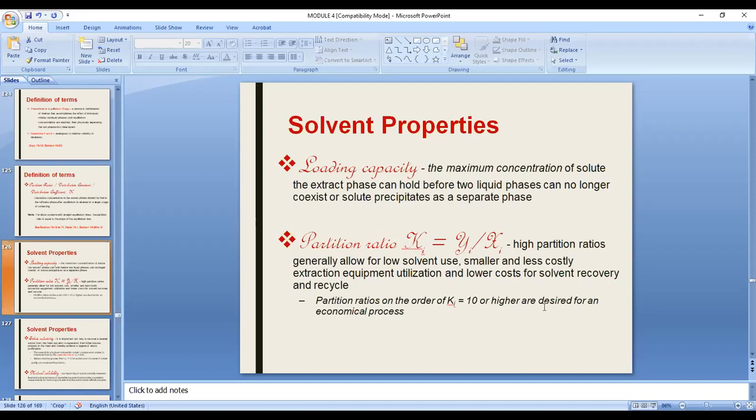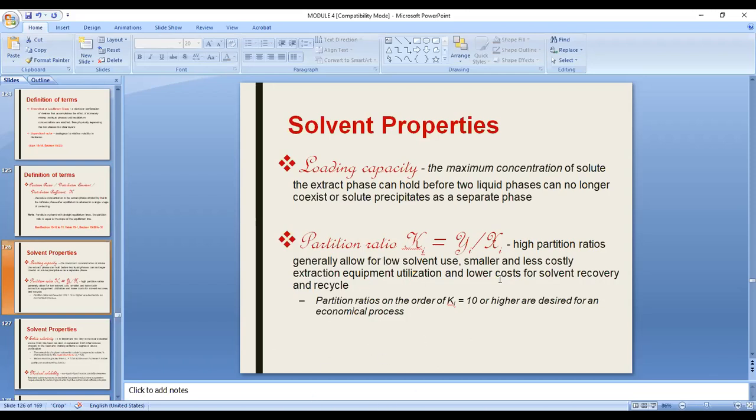That way, we will have less solvent to use to effect the same amount of separation. So less solvent use, smaller and less costly extraction equipment utilization, and lower cost for solvent recovery and recycle. So this is what I mean, that especially if the solvent is costly, it is a thing to consider that the solvent can be recovered and recycled or reused in the process.